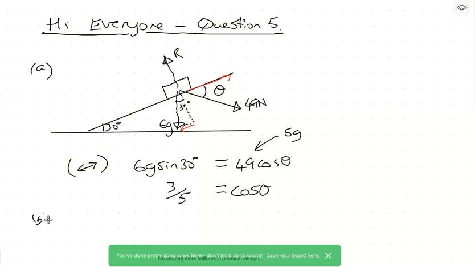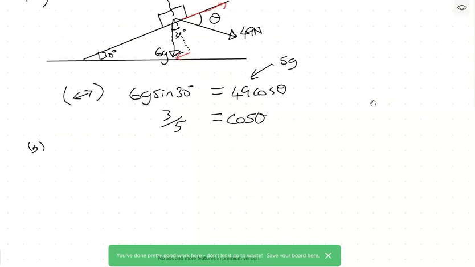Let's do B now. Okay, part B. Find a normal reaction between P and the plane. Well, this is just going to be operating in the other direction. Oh, we're looking in that direction now. So we can say that R equals 6g cos 30 plus 49 sine theta.